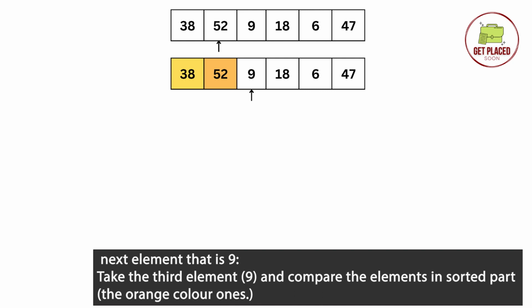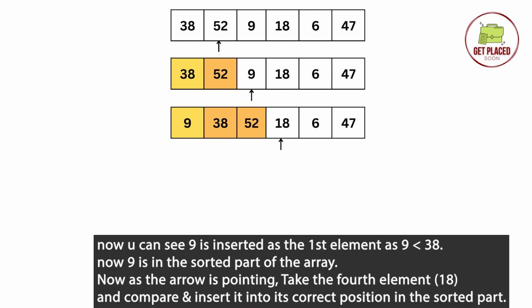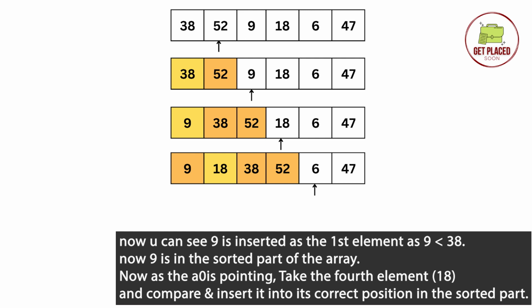Take the third element 9 and compare it with the elements in the sorted part, the orange colored ones. Now you can see 9 is inserted as the first element as 9 is less than 38. 9 is in the sorted part of the array. As the arrow is pointing, take the fourth element 18, compare it and insert it into its correct position in the sorted part. You can see 18 is placed between 9 and 38.